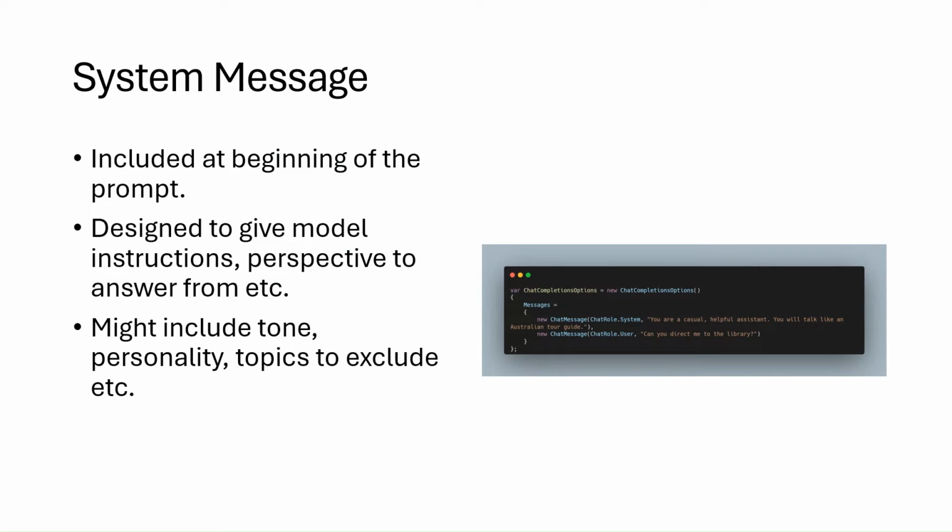Another thing that we can do or use is use a system message. The system message is included at the beginning of a prompt and is designed to give the model instructions, perspective to answer from, or any other information helpful to the model to help guide its response. This system message might include tone or personality or topics that shouldn't be included, or specifics on how to format the answer. System messages can significantly change the response, both in format and content.